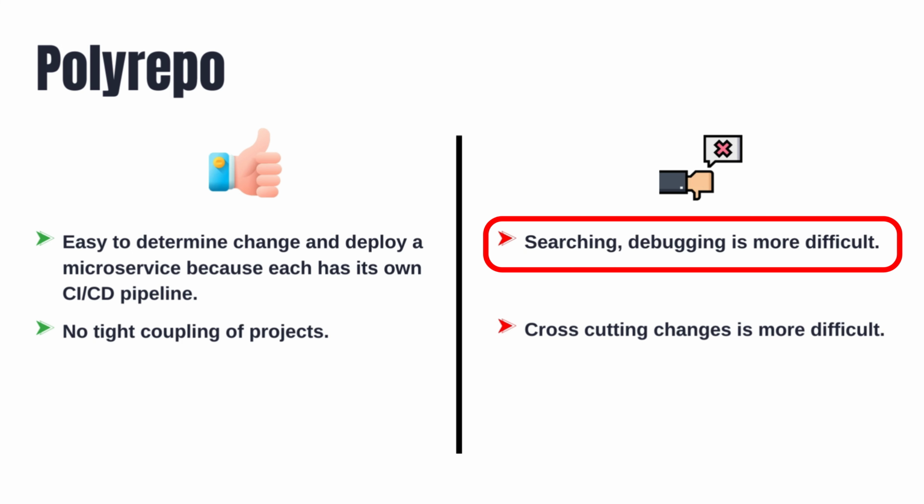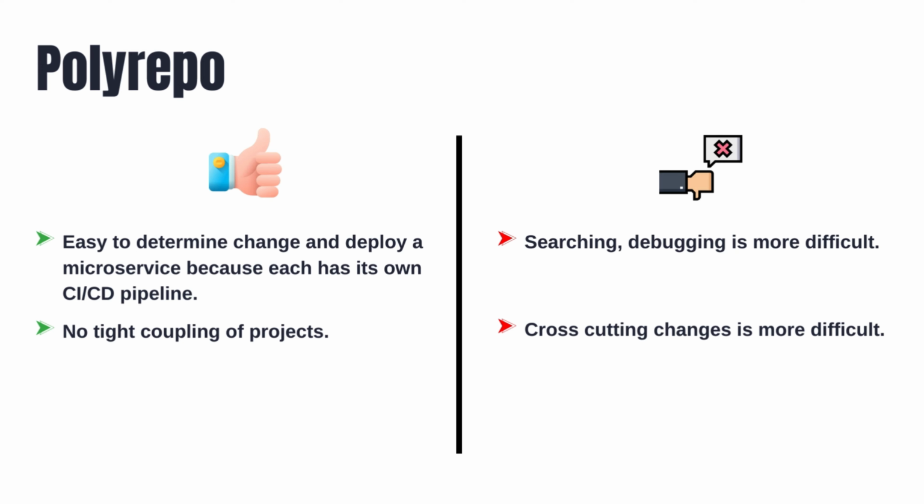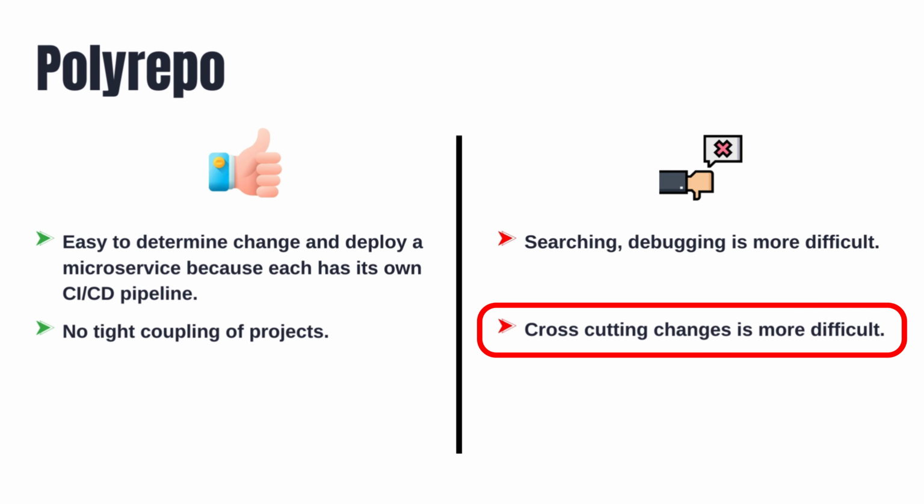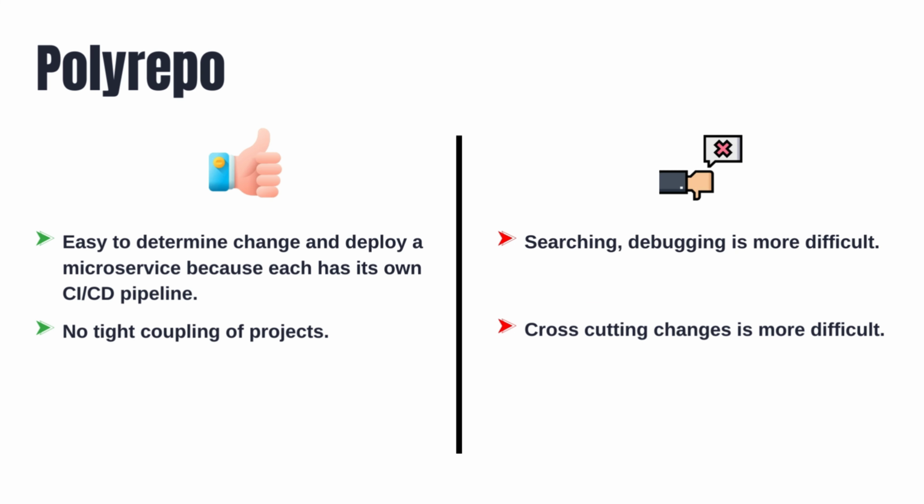So if there's a bug in the application, we have to go through all of them. And the process is quite long and tedious. And the same thing applies to cross-cutting changes as well. So if we make a change in a microservice that affects other microservices, we have to go through all the other microservices and fix the code to make it compatible with the new changes.